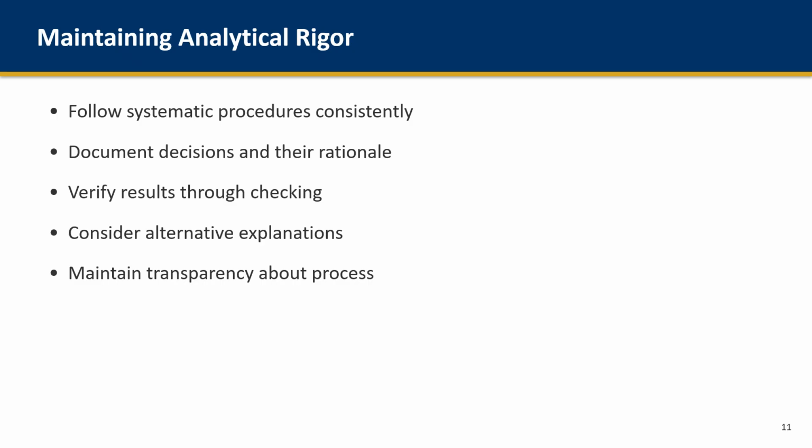Consider alternative explanations for your findings. What else could explain these patterns? Are there confounding variables you haven't considered? Could your interpretations reflect your assumptions rather than participants' perspectives? Actively seeking alternatives guards against confirmation bias.